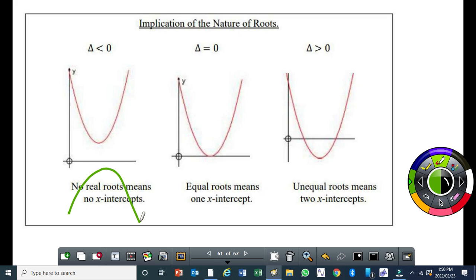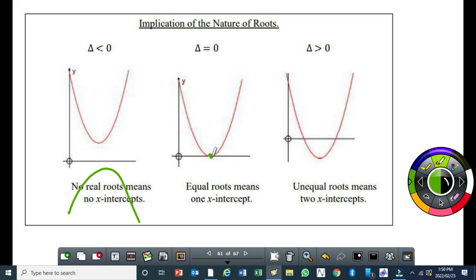Then you can have a situation where the turning point is on the x-axis, which means at that turning point there is one x value. And this is synonymous with the case where you get two roots that are equal, which means delta will be equal to 0. This is the case when delta is equal to 0.